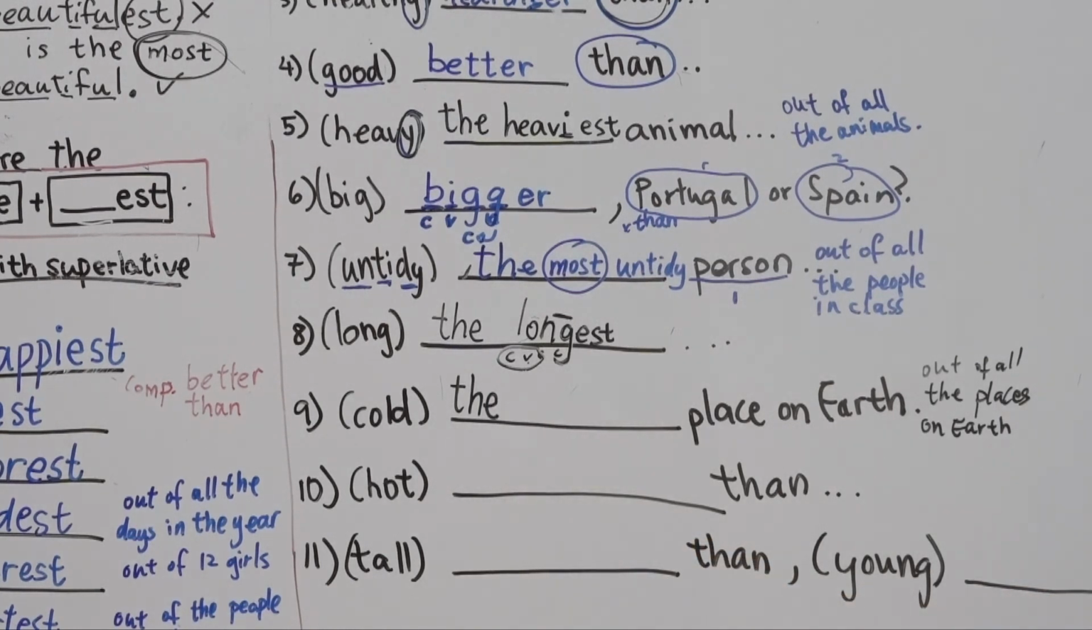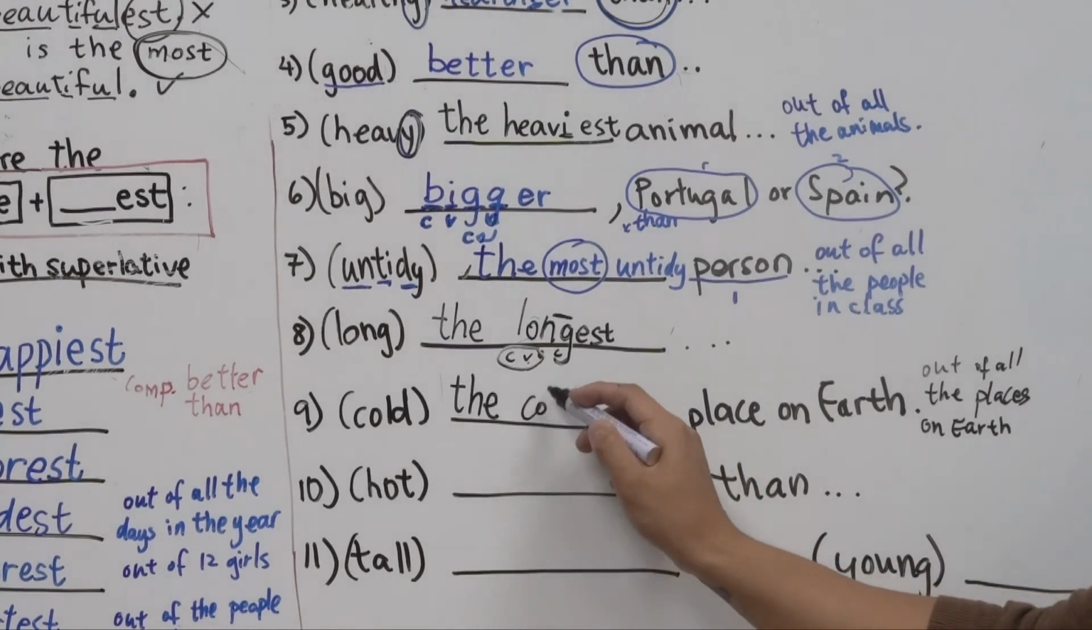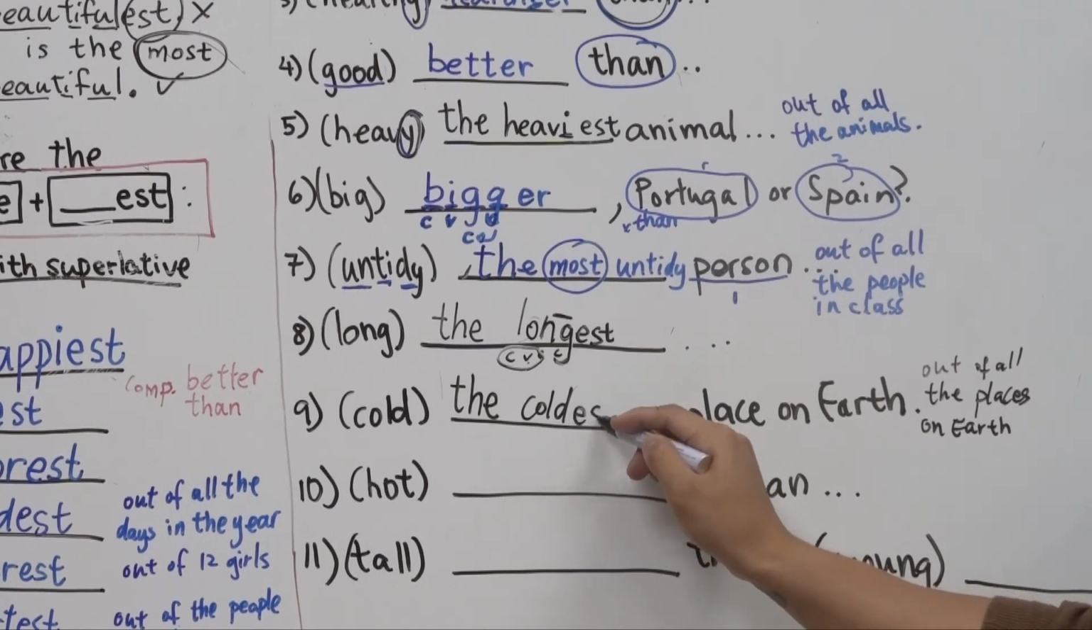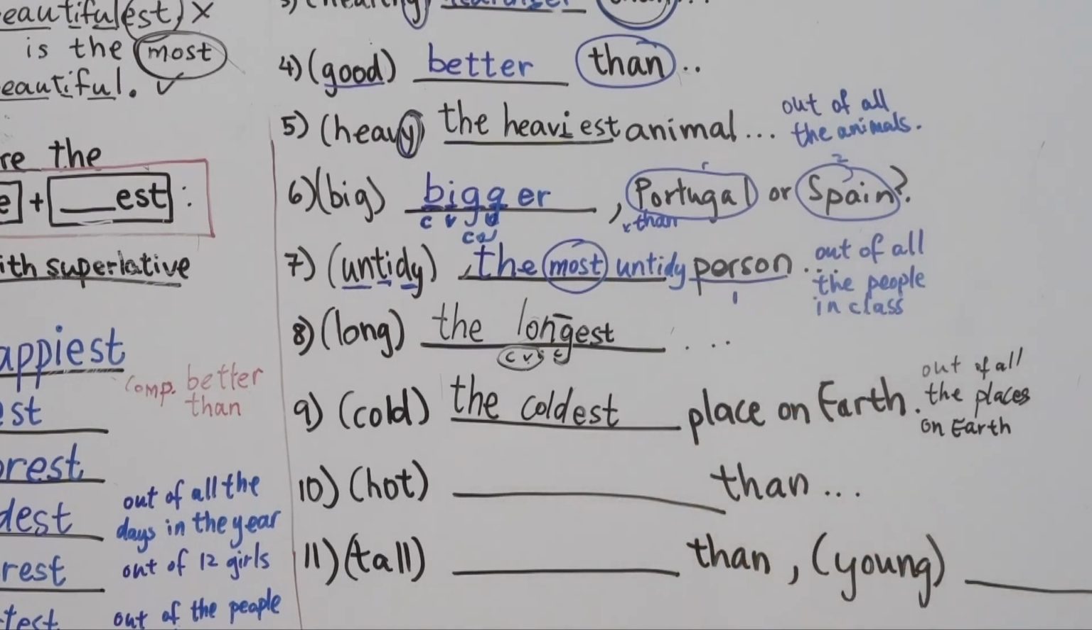And how many syllables is cold? Just one, right? So we can put down COLD. There is no Y here, so just add EST. Very simple. The coldest place on Earth, right? Out of all the places that we can find.